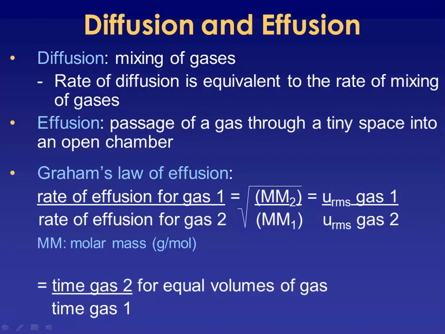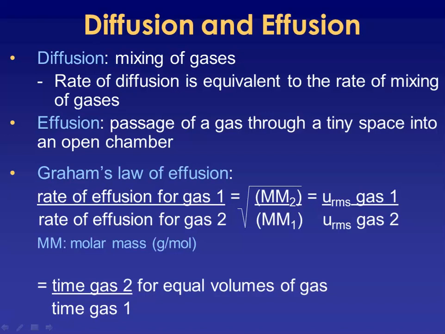All right, so this video is going to focus on Graham's law and just the rate at which gases are able to travel. So diffusion is the equivalent to the rate of mixing of gases, having them interspersed with one another, and effusion is having the gases be able to move from a tiny space in their container into an open environment. So Graham's law is going to focus on that effusion piece, and it is basically inversely proportional for a pair of gases to their molar masses.